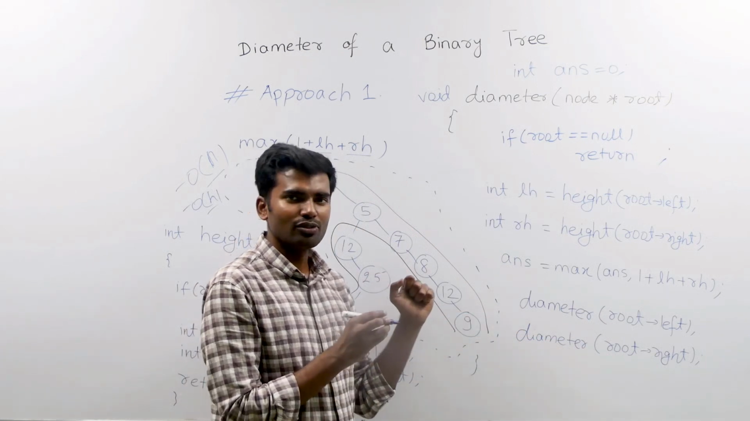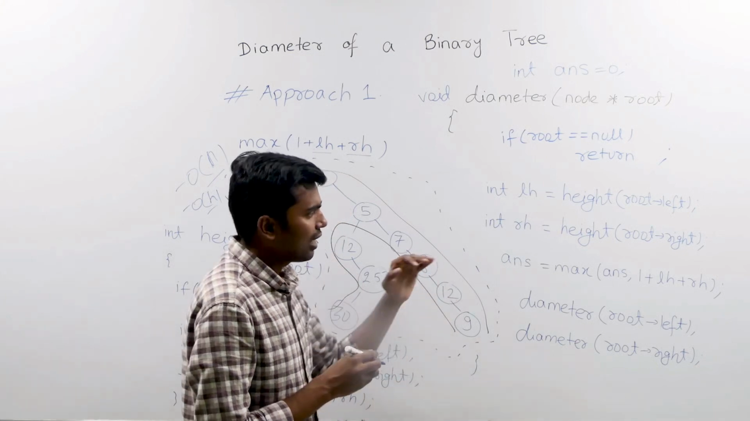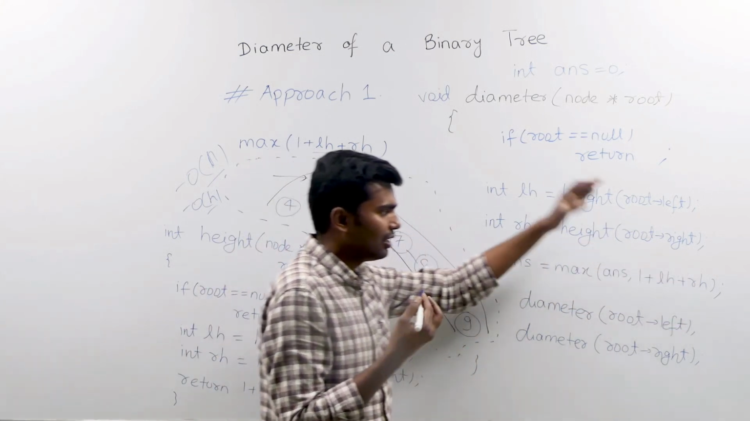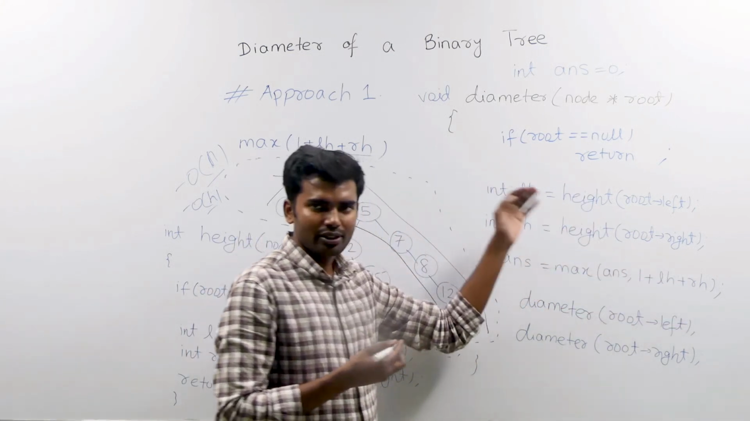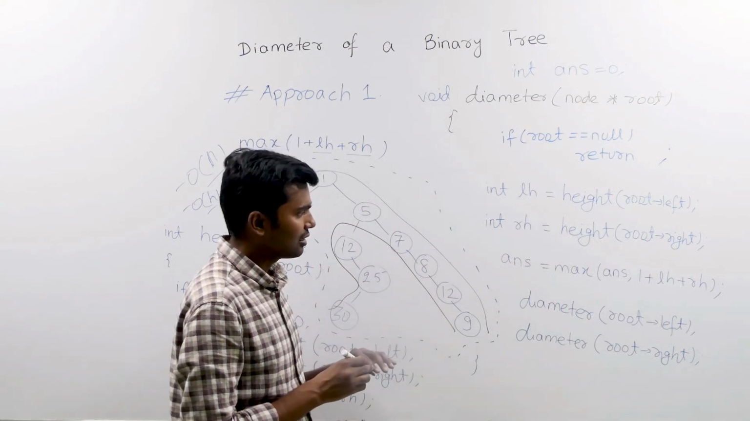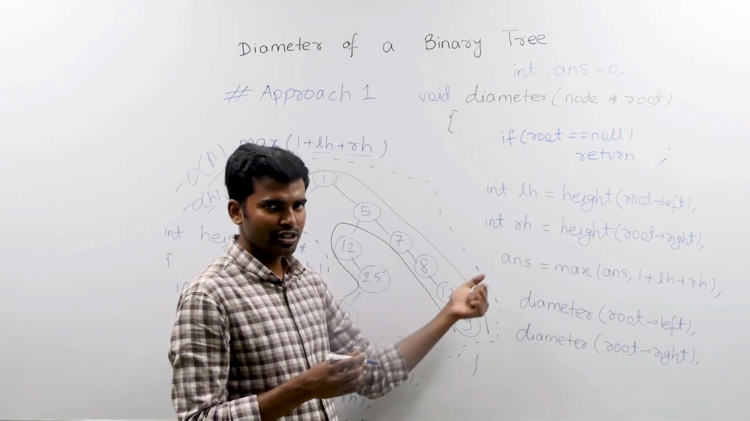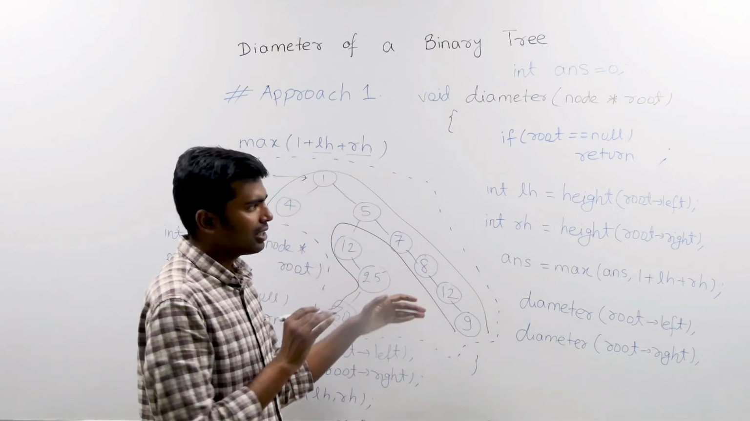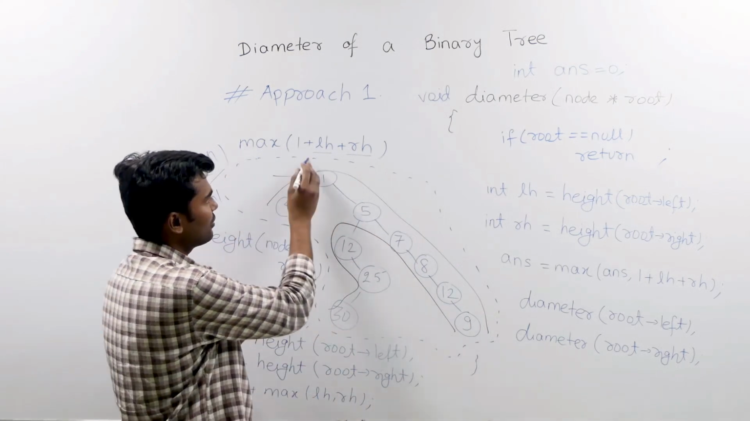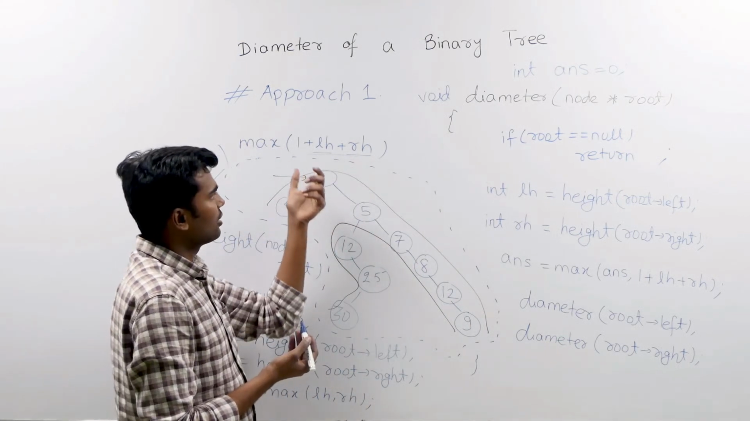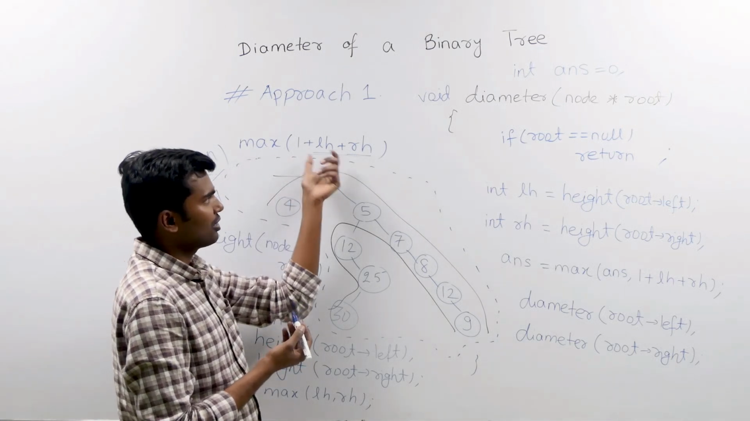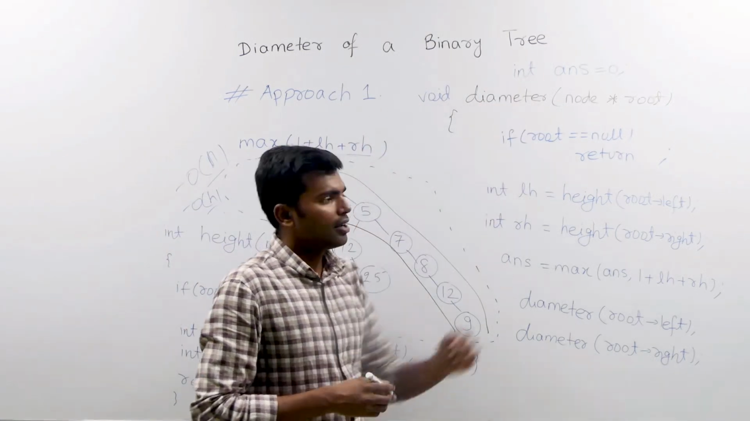So basically we need to go to every node and find the value of this expression, and the maximum value of this expression will be our answer. I think it's not that tough to understand this function. I'm simply going to each node and calculating the expression, and I'm storing the maximum value of this expression in this global variable.